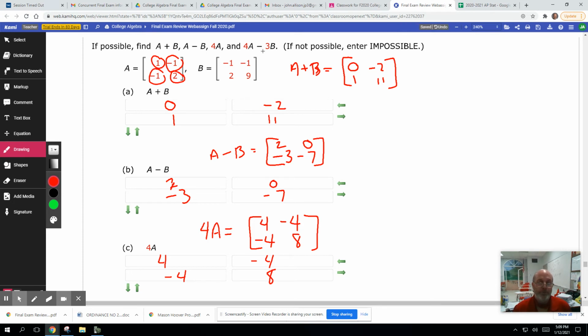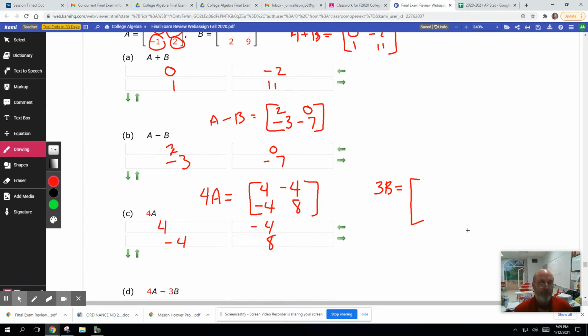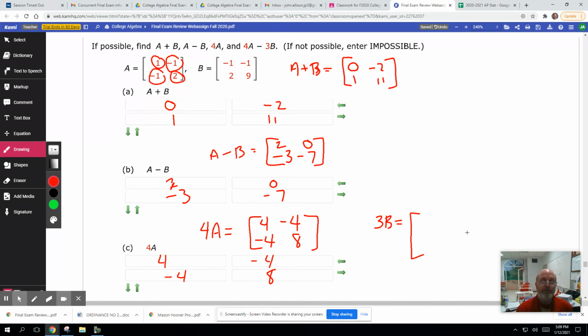Then we're going to do minus 3B. We have 4A here, so I'm going to go ahead and write 3B so that we can subtract this before we scroll down, because the next one we do is going to be 4A minus 3B, so we can still see B. So I'm going to multiply 3 times negative 1 and get negative 3. 3 times negative 1 again, get negative 3. 3 times 2 and get 6. And 3 times 9 and get 27.